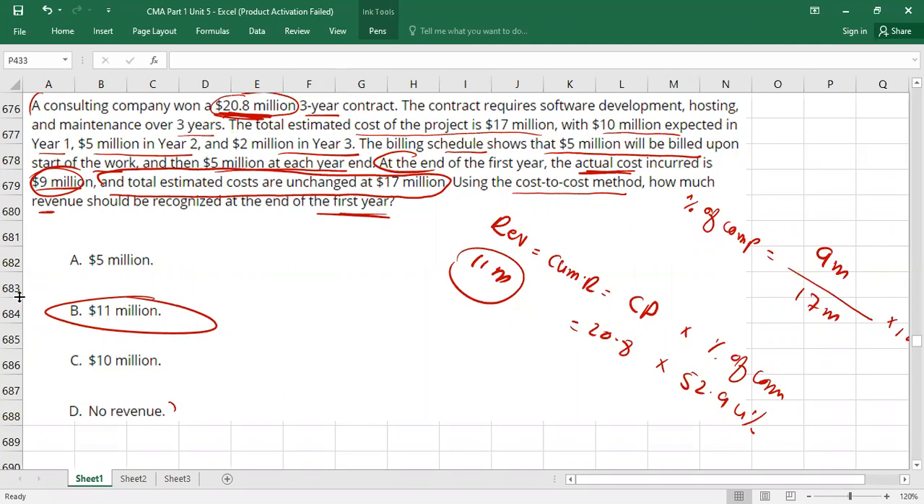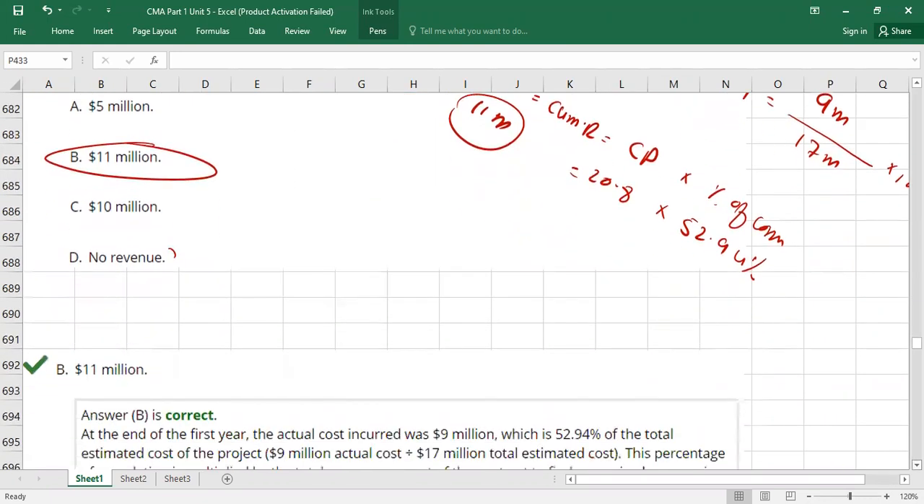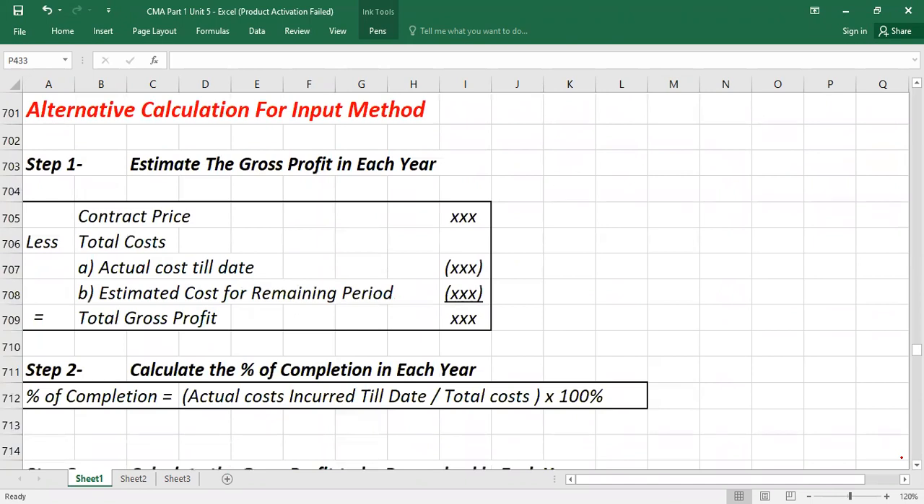Understood? This was which method? Input method, cost to cost method. Now guys, I want to tell you here, input method is another way to do it, and I will tell you when to apply this method. For some time, please listen to what I'm saying. Sometimes in the exam, he will ask you to calculate gross profit for the year. This is what you have to calculate. And in the exam, he will tell you GP recognized in the previous year.